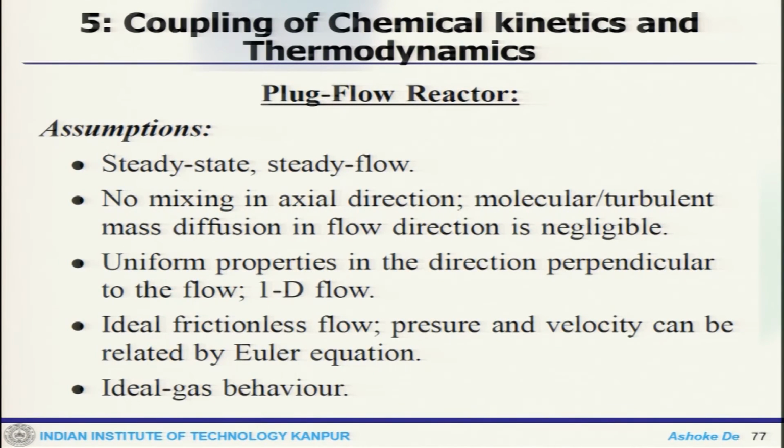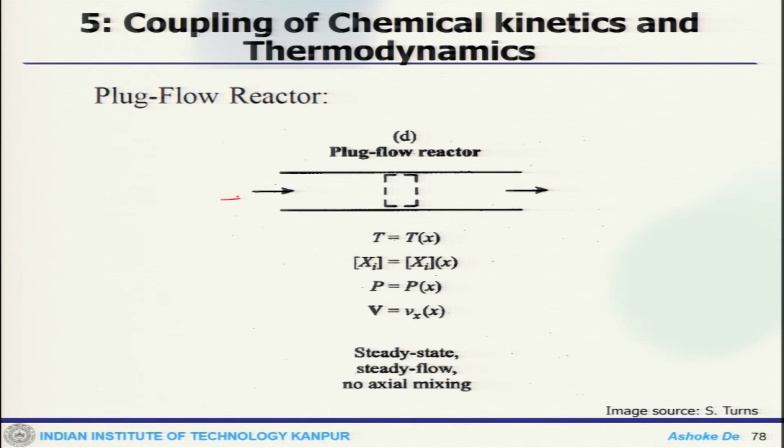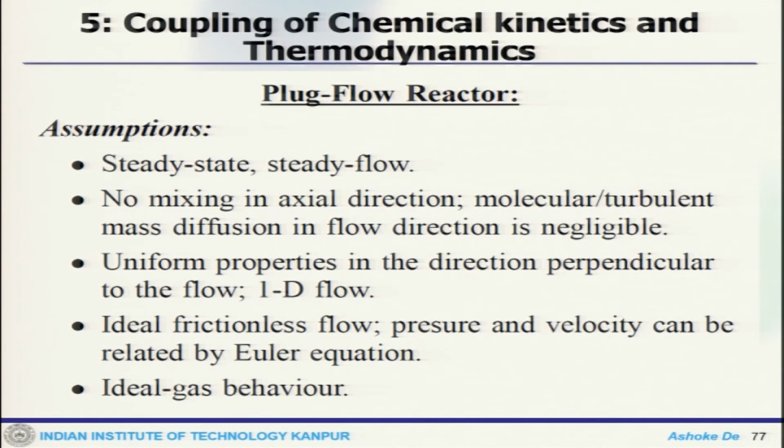Now, we go to the last reactor, which is a plug flow reactor. The plug flow reactor is like that, where the mass is coming in and going out, in steady state, steady flow, but with no axial mixing. So, the assumptions are steady state, steady flow, no mixing in the axial direction, molecular and turbulent mass diffusion in the flow direction is also negligible, uniform properties in the direction perpendicular to the flow, that means it essentially talks about one dimensional flow, ideal frictionless flow. So, pressure and velocity can be related by the Euler equation and it follows ideal gas behavior.